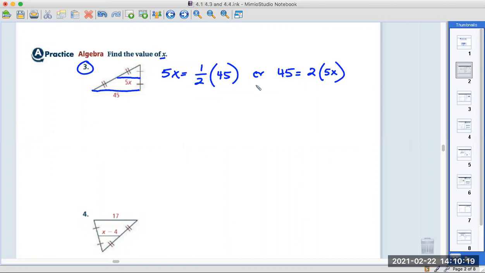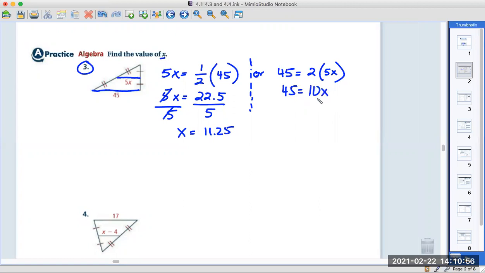Which one do you like better? I'll solve both and you can see. So I'm going to draw a line here. This says or. 1/2 times 45 is half of 45, which is 22.5, right? And then you divide both sides by 5. And x is 11.25, I believe. Let's try this. 45 is 2 times 5, is 10x.